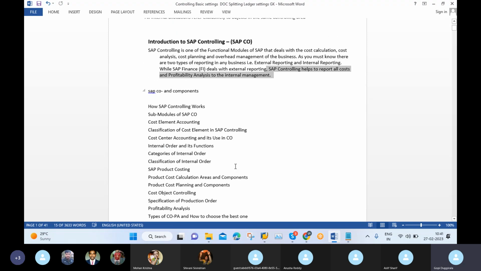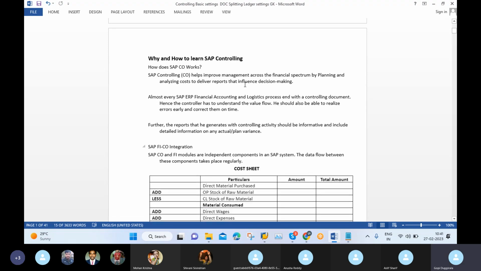And the next thing in controlling. So these are all we know very well. This point also: controlling helps to improve management across the financial spectrum by helping analyze cost to deliver reports that influence decision making. This is very, very important. By taking internal reporting of controlling, the final target will be to take managerial decisions. That's it.